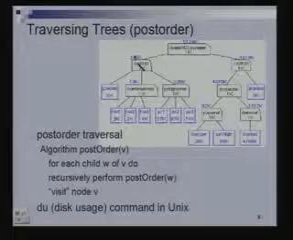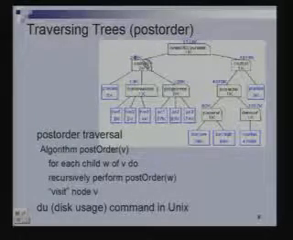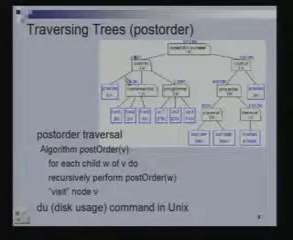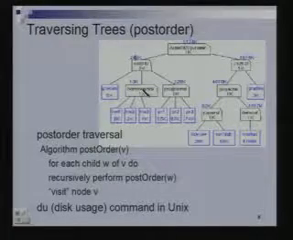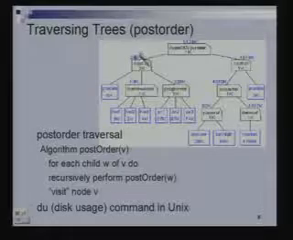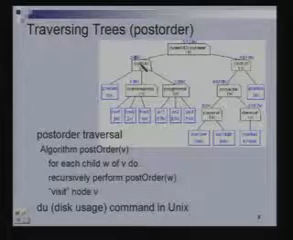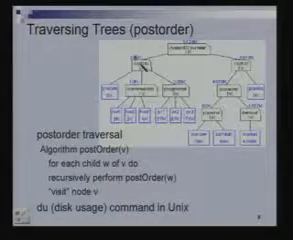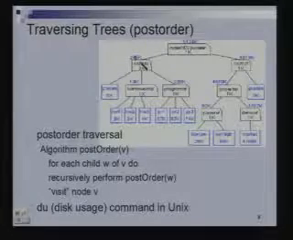And how does it do this computation? In a recursive manner. That is, to compute the total space required by this directory, it's first going to compute the total space required here, then the total space required here, and then add them up to get the total space required here. Yeah, so that would be a post-order traversal.